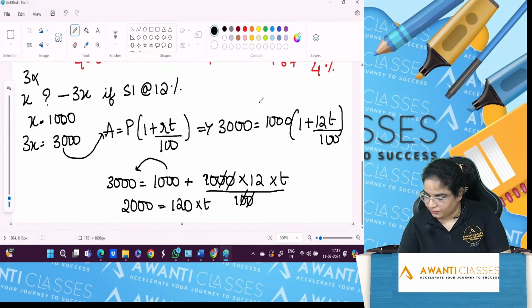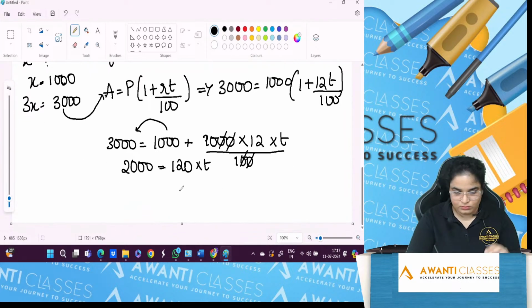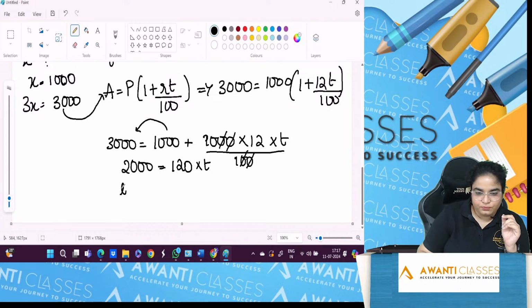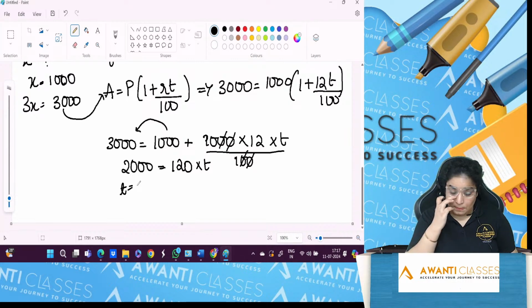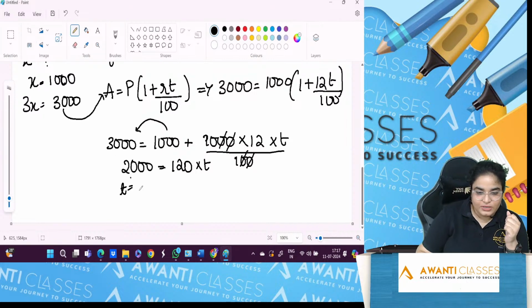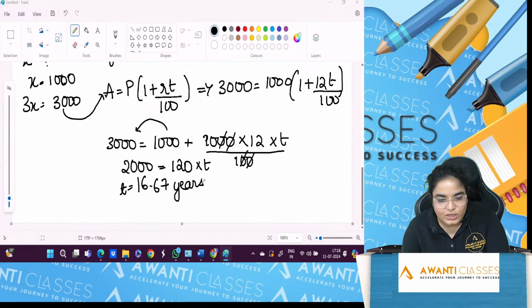So far, are you following? All of you? How much will T come to? T will be 16.67. If all of you have done this and got the answer, very nice. 16.67 years. Now, let us look at the options here.